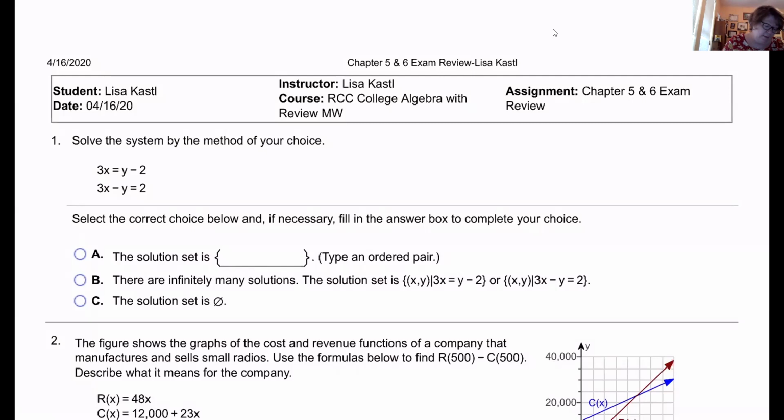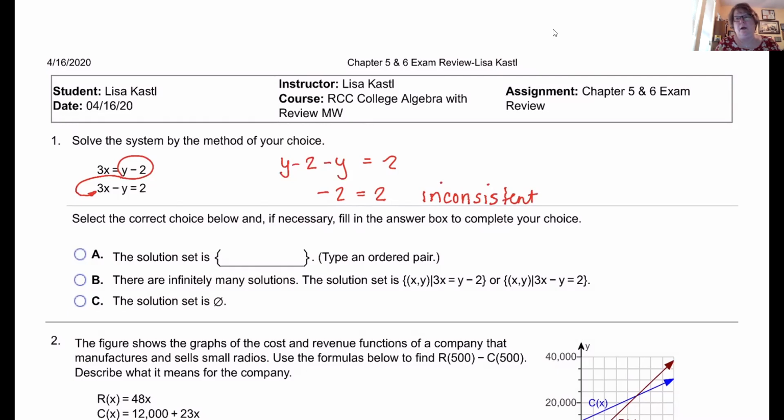So I'm going to replace 3x in the second equation with the y minus 2. So I get in the second equation y minus 2 minus y equals 2. And look what happens on the left-hand side of this equation when I combine like terms. Y minus y is 0. So I end up with minus 2 equals positive 2. Well, that's inconsistent. Negative 2 does not equal positive 2.